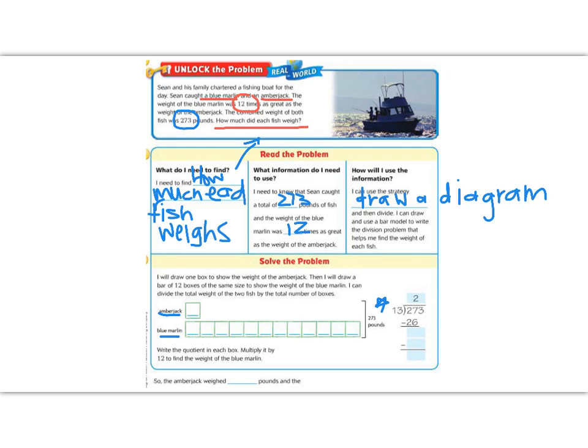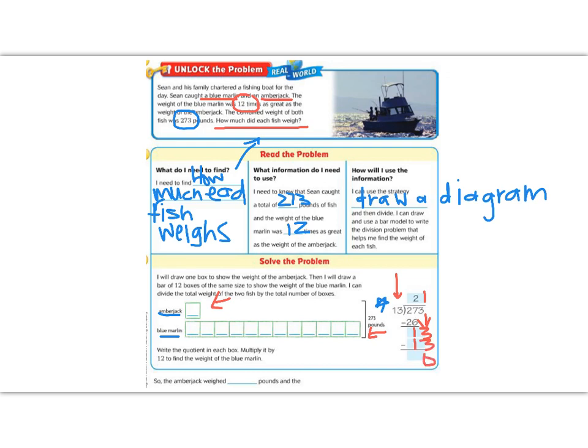So we're going to divide 273 by 13. And remember, we got 13 because there's 12 here and 1 here. So we have the total number of boxes. So 13. So 13 goes into 27 2 times, which is 26. 26 subtracted from 27 is 1 left over, and then I'm going to bring down the 3. 13 goes into 13 1 time, which is 13, no remainder.